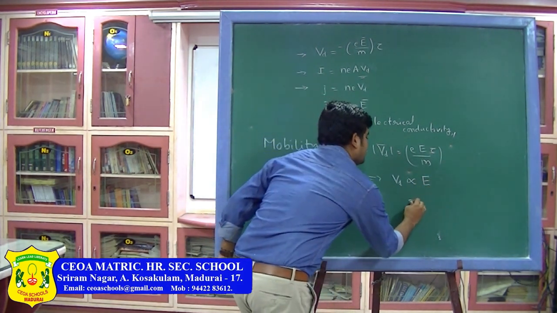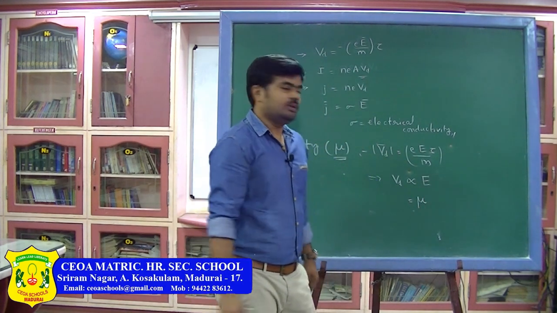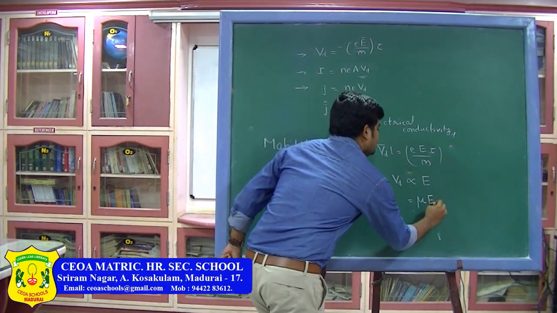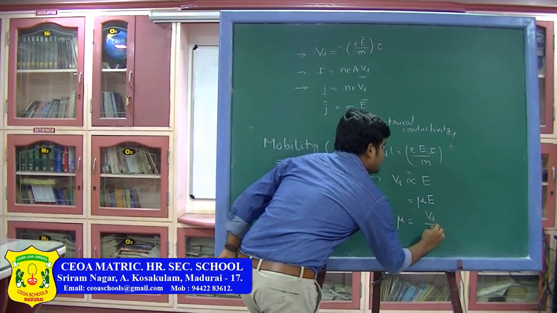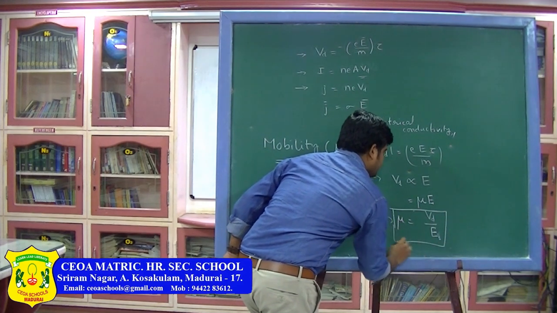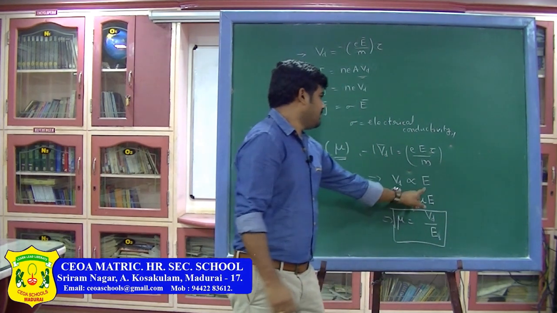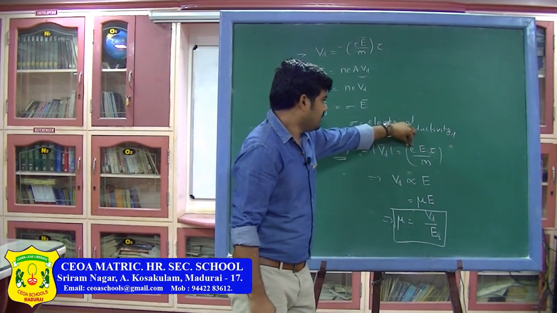In this case the proportionality constant is known as the mobility, that is Vd equals mu into E, which implies mobility is equal to the magnitude of drift velocity per unit applied electric field. So, this is the expression for mobility. That means the value of mu you can obtain from this expression.